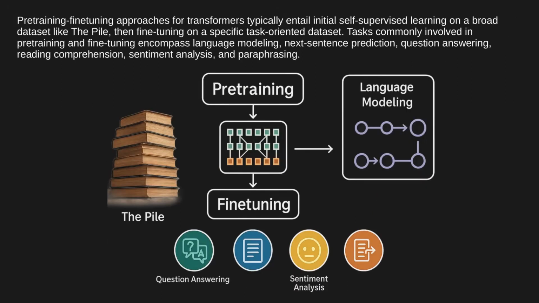Pre-training and fine-tuning approaches for transformers typically entail initial self-supervised learning on a broad dataset like the Pile, then fine-tuning on a specific task-oriented dataset. Tasks commonly involved in pre-training and fine-tuning encompass language modeling, next sentence prediction, question answering, reading comprehension, sentiment analysis, and paraphrasing.